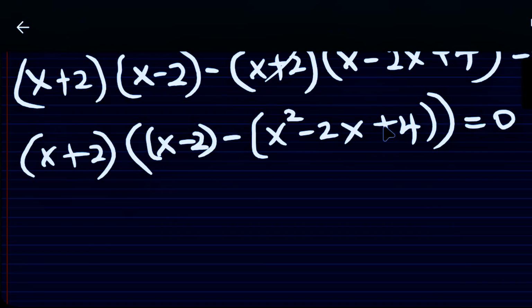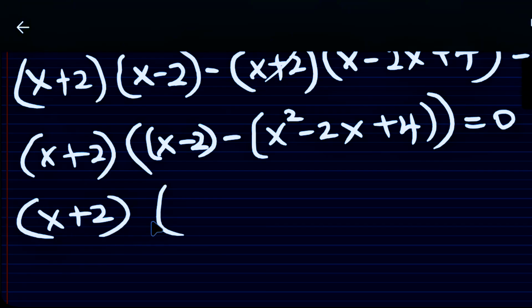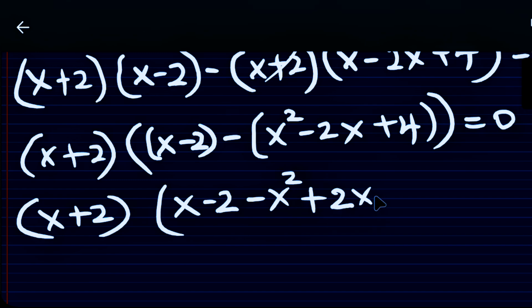So we are going to attend to this bigger bracket here. We are going to have x plus 2 inside parentheses, then open parentheses. Now let's open these brackets here. So we are going to have x minus 2. Then minus times this positive x squared will give us minus x squared. Minus times minus equals plus, then we'll have plus 2x here. Then this minus will multiply this positive 4 here, and it will be minus 4, and all this equals 0.